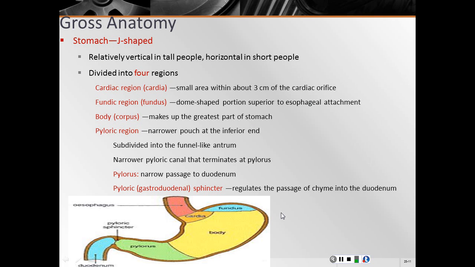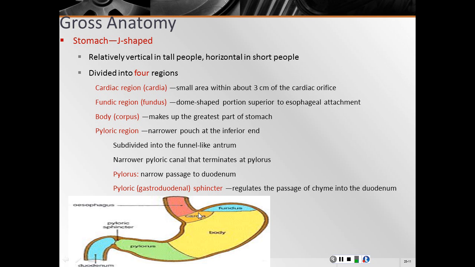Now, when we look at the gross anatomy of the stomach, we see that it's shaped like a J, and is usually vertical in tall people and a little more horizontal in short people. Now, it has 4 major regions. We have a cardiac region, a fundic region, our body, and our pyloric region or pylorus.